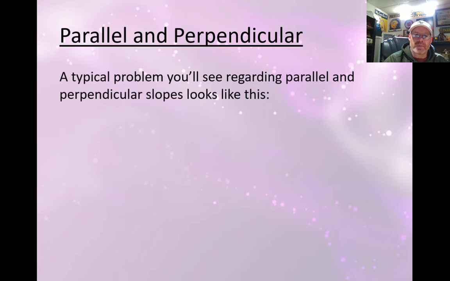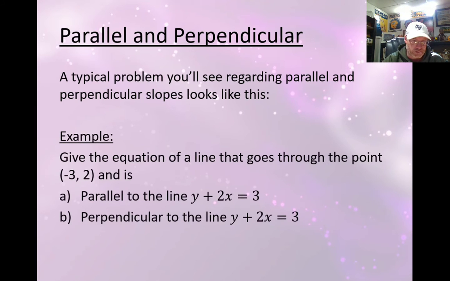So this is the typical type of problem that you'll see in regards to parallel and perpendicular lines. They're going to give you the equation of a line and ask you to come up with the equation of a line that's parallel to it or perpendicular to it if it goes through a specific point, like this. I'm using the same equation in part A and B, y plus 2x equals 3. So I need a line that's parallel to that and perpendicular to it that goes through -3, 2.